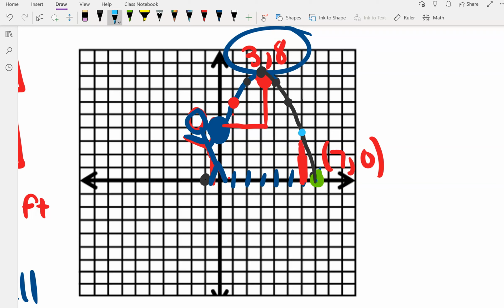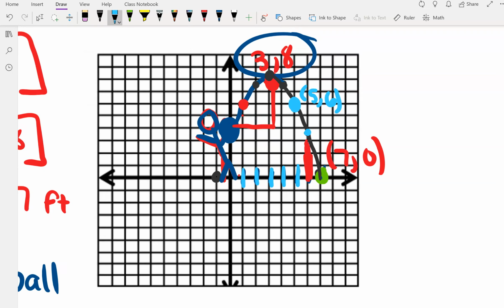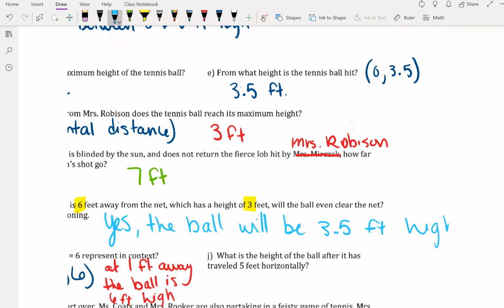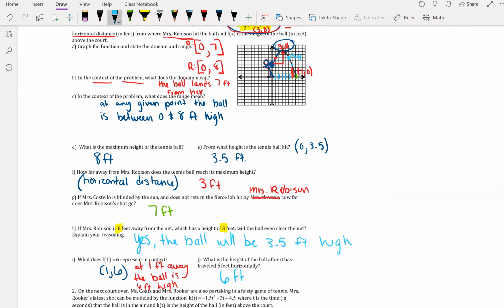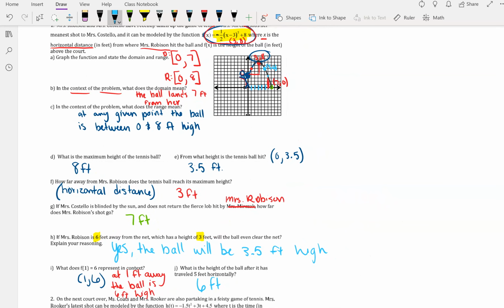All right, so after you've gone 5 feet horizontally, 1, 2, 3, 4, 5, you're going to be how high? You'll be right here at this point. This is the point 5, 6. So that's 6 feet high. All right, so feel free to pause the video if you need to write down any of this information. And then we'll move on to number 2. Hopefully I'll have fewer typos in number 2.